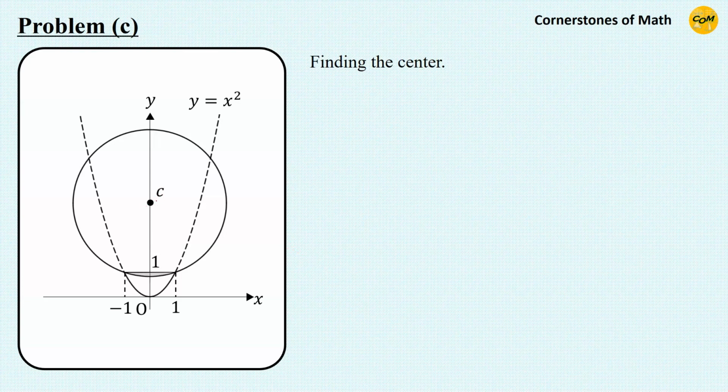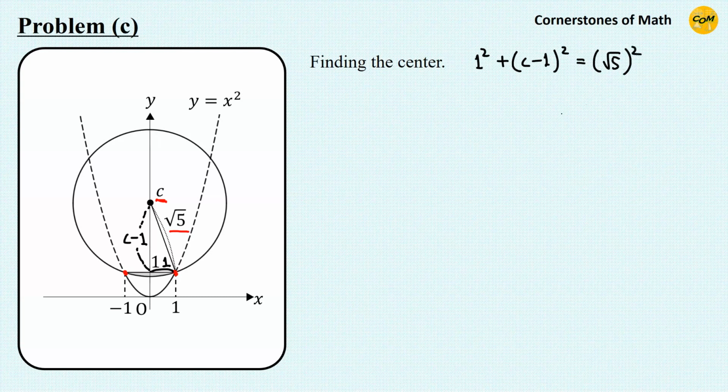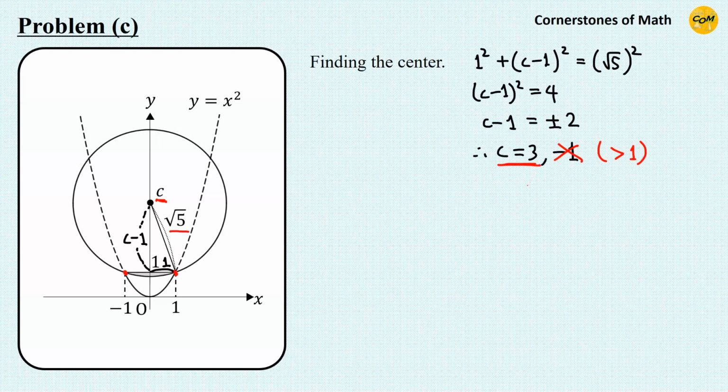So now that we've established that, let us find the actual location of the center of the circle. Let (0, c) be the center of the circle that touches the parabola at y = 1. Since the distance between (0, c) and (1, 1) is equal to the radius √5, by the Pythagorean theorem, this length is 1, so 1², and this length is c - 1, so (c - 1)² = (√5)². So (c - 1)² = 4, so c - 1 = ±2, so c = 3 or -1. Since c must be greater than 1, c = 3.